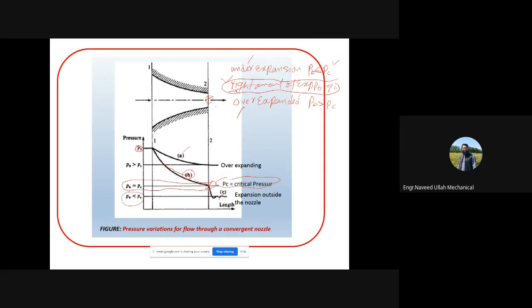What is the value here? This is PC, right? But obviously the exhaust is going to the atmosphere, so the pressure should be the same, right? So this further expansion happens outside the nozzle, okay? And that is basically your under expanded case. That expansion is there, but not totally inside the nozzle. There is some expansion outside the nozzle. It is also written here, expansion outside the nozzle. So that is your under expanded case, right?